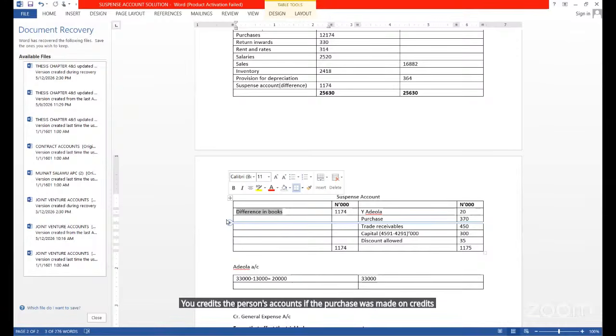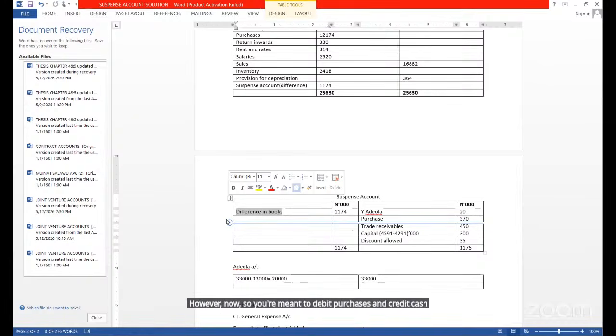Are we together? You credit the person's account if the purchase was made on credit. But if the purchase was made using cash or using check, you credit the cash or bank account respectively. That is a very good one. However, now, you're meant to debit purchases and credit cash.